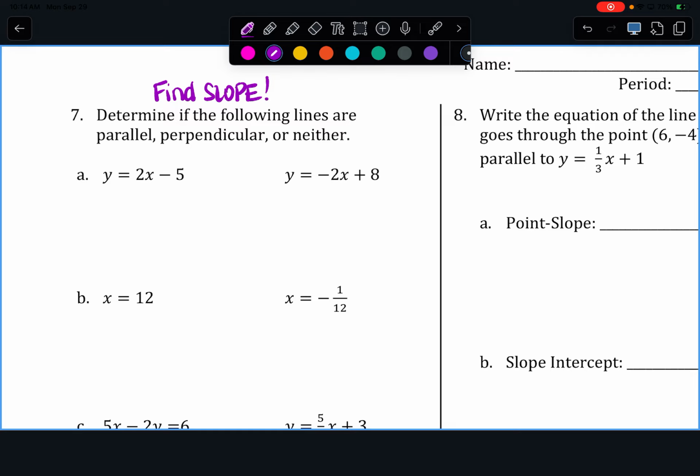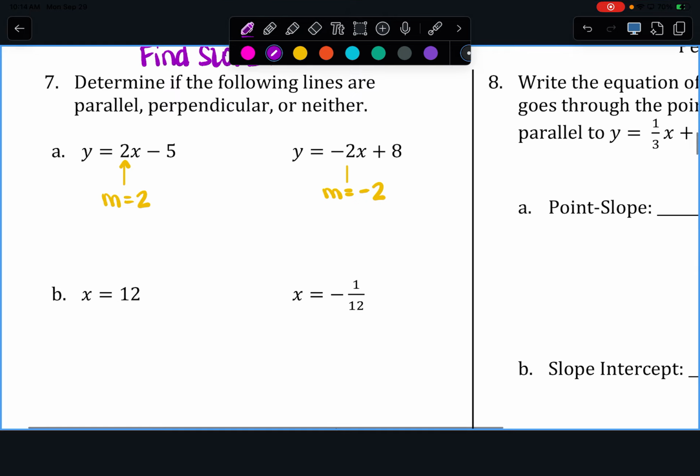This one is in y equals mx plus b form, so he clearly has a slope of 2. This guy's also in y equals mx plus b form, and he has a slope of -2. Are these the exact same slope? No. Are they opposite reciprocals? No, they're just opposites. They're not reciprocals. So this is neither. These are just intersecting lines, but they don't intersect at a right angle. So just random intersecting lines.